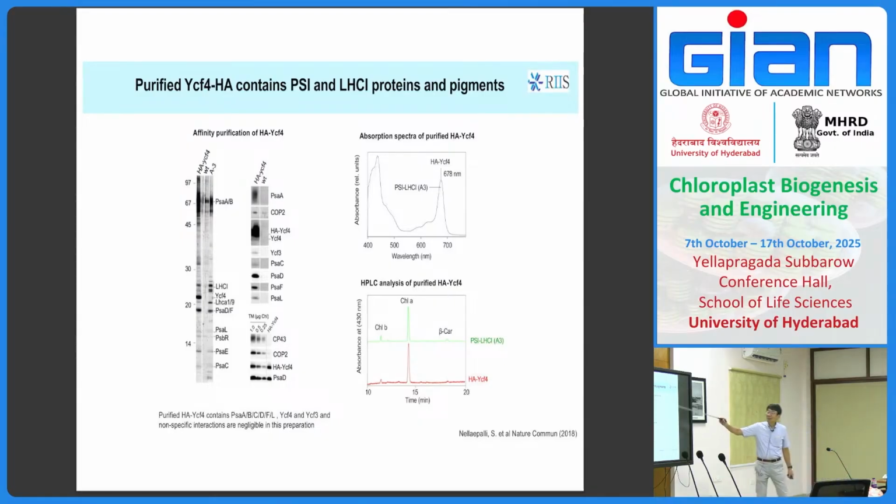What does this mean? Why does this YCF4 preparation contain chlorophylls? YCF4 associates not only with PS1 proteins, apoproteins, but also cofactors are present here.